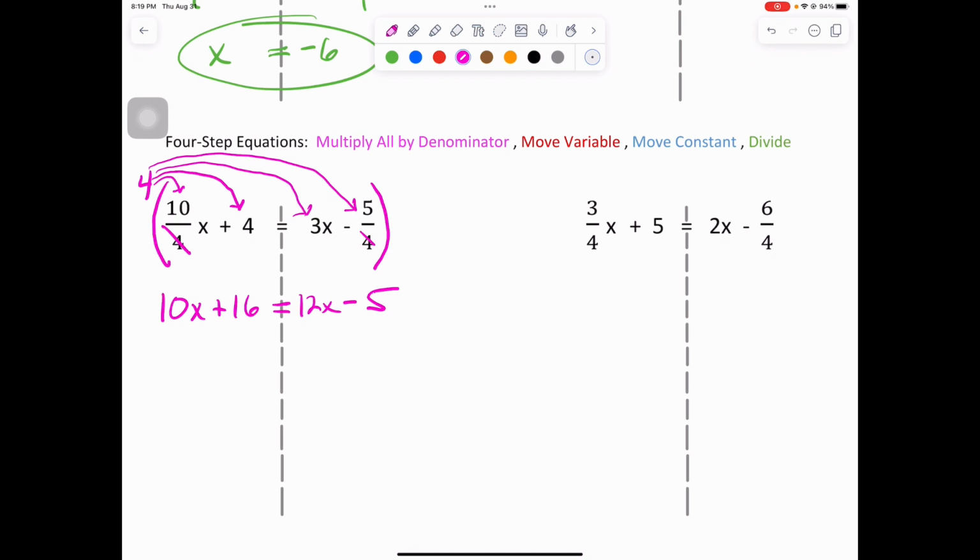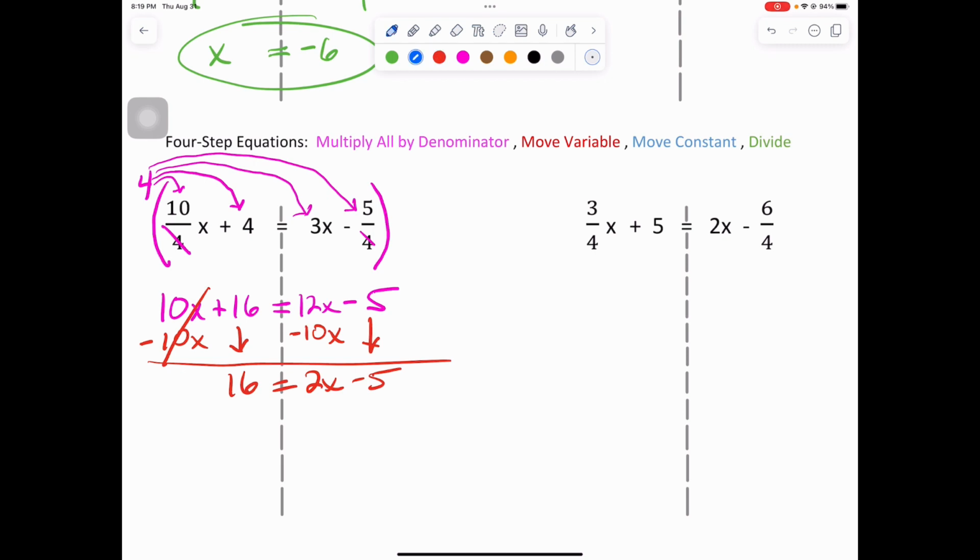All right, back to our equation here. We will move the variable, which is our red step, okay? Again, try to do the one with less value. 10x plus 16 equals 12x minus 5. Well, we know 10 is less than 12. So we will subtract 10x, not just to one side, but to both. Wonderful. Bring down your 16, bring down your equals. 12x minus 10x is 2x. Bring down our negative 5.